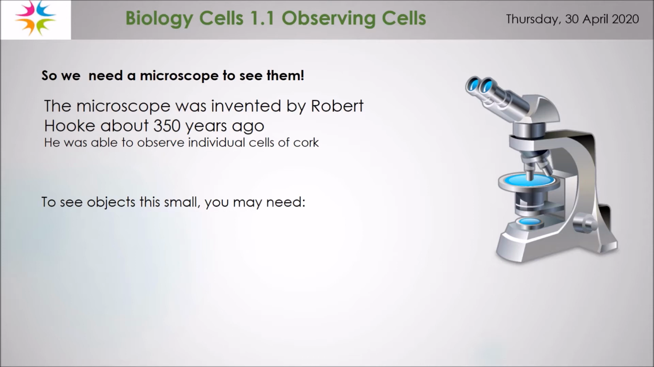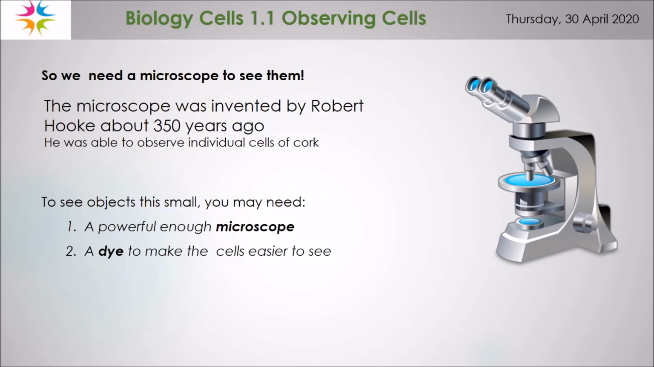So to see objects as tiny as cells, you need a microscope that's powerful enough, you need a dye to make the cells easier to see, and you need a very thin layer of cells so that the light can go through it.